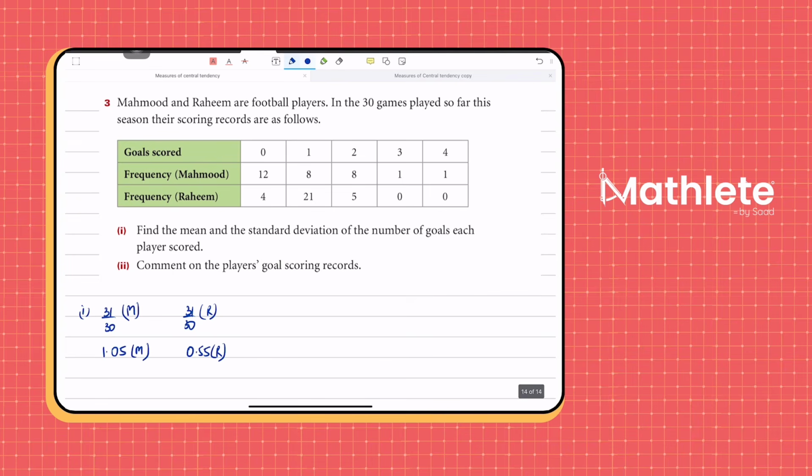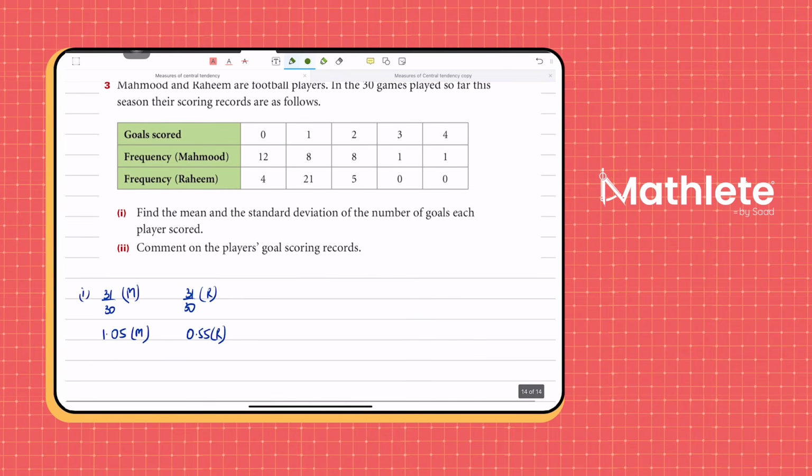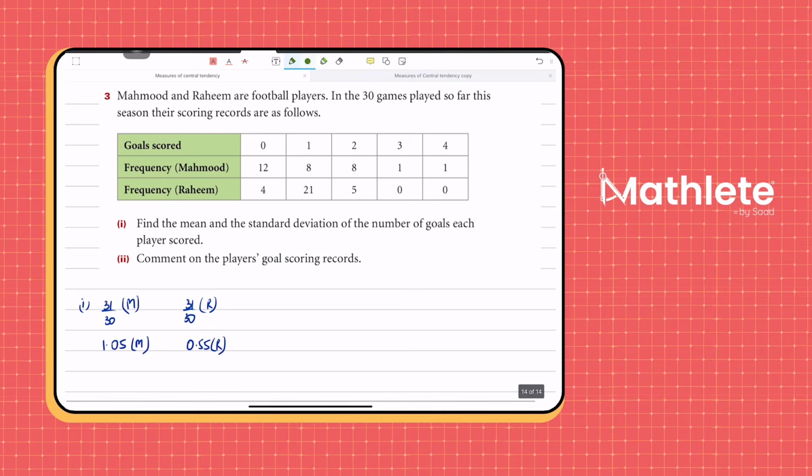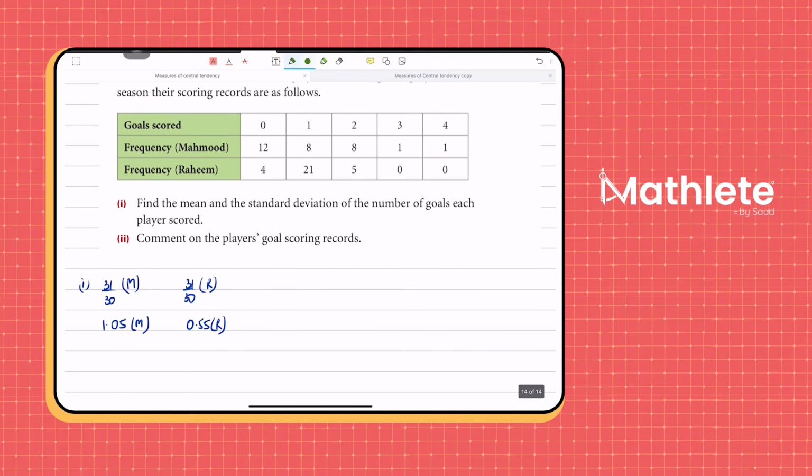Less deviation. Okay. Less deviation, which means he is more consistent. That's correct. Okay. So when you're writing your answer, you're not going to make very long, extensive statements. You're going to say, comment on the player's goals. Okay. Since you have to comment, all right. So this is how you comment.